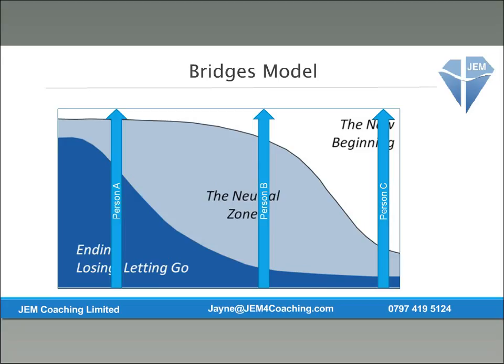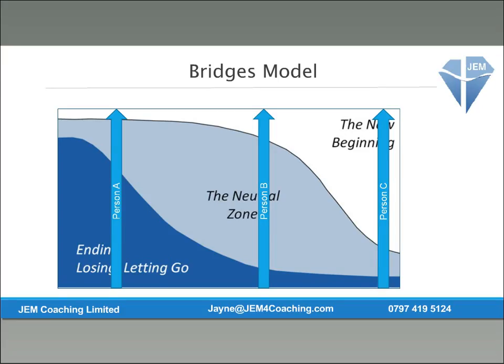Now, the reason I've put the 3 arrows on there is because different people will go through those phases at different speeds. So person A in this scenario is taking a long time. They really would just want everything to stay as it is. And eventually they do start to see other people moving into the new beginning, and they eventually do come through and follow.